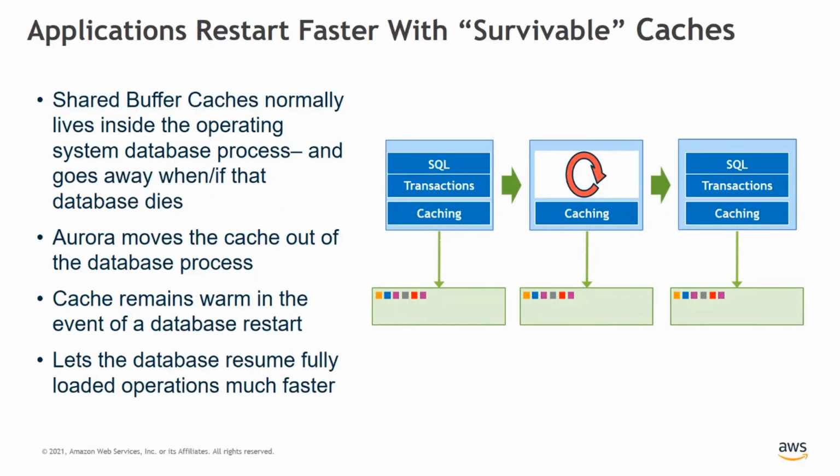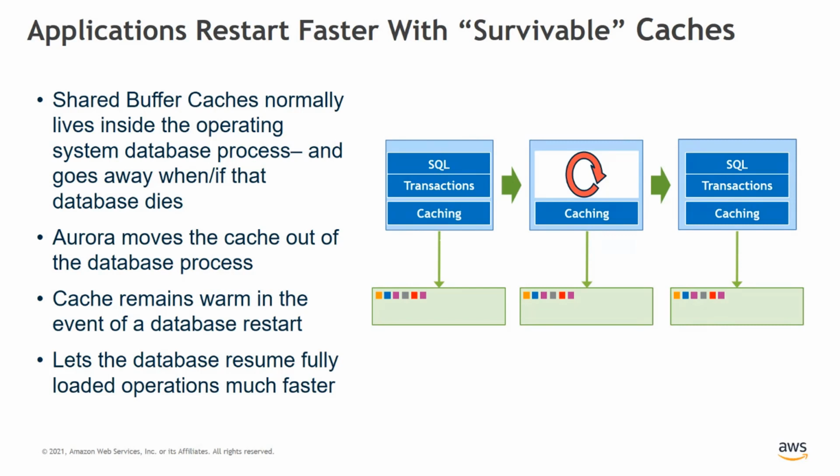Aurora also adds some capabilities to minimize failover time that we call survivable buffer caches, right? So if you think about the more traditional Oracles and SQL Servers of the world, the buffer cache is part of the actual database process. If the database process were to die for some reason, that cache goes away. It's basically uninitialized and has to be rebuilt by reading data into that cache continually.